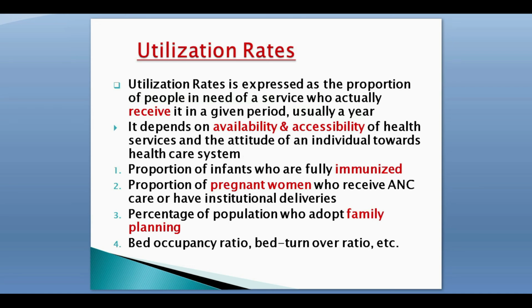Utilization rate is expressed as the proportion of people in need of a service who actually receive it in a given period, usually a year. It depends on availability and accessibility of health services and the attitude of an individual towards the healthcare system. Other indicators include the proportion of infants who are fully immunized, proportion of pregnant women who receive ANC care and have institutional deliveries, percentage of population who adopt family planning, bed occupancy ratio, bed turnover ratio, etc.